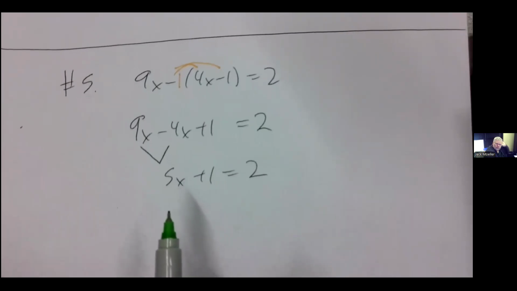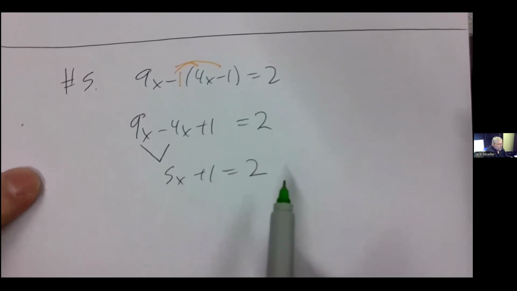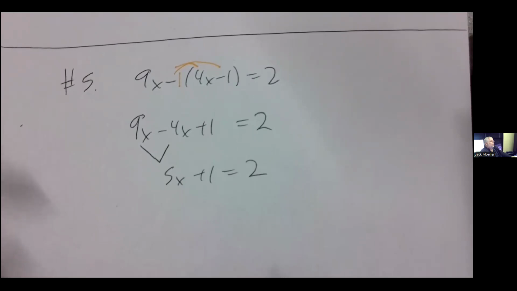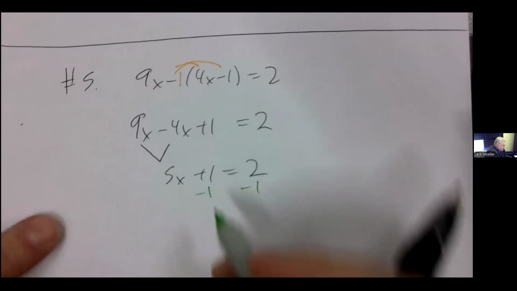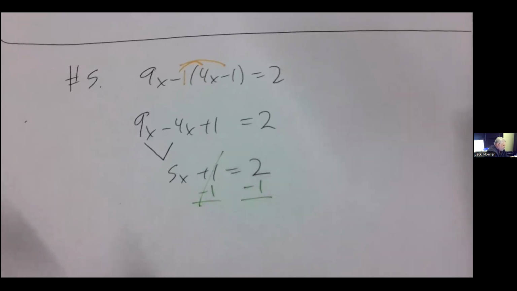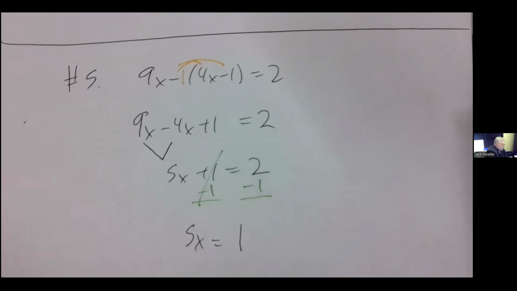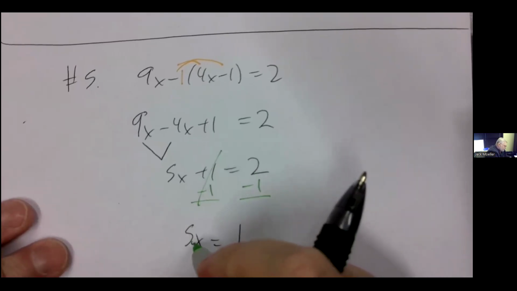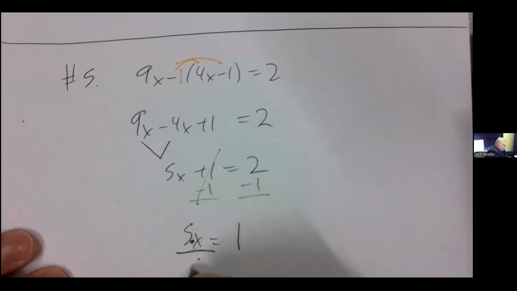The way I think of it, since we're doing opposite operations to move terms across the equal sign, we're also going in opposite order of operations. So do your add and subtract first. In this case, we're going to subtract 1 from both sides. We get 5x equals 1. And now that's 5 times x, so we're going to divide both sides by 5. And again, don't change the sign.